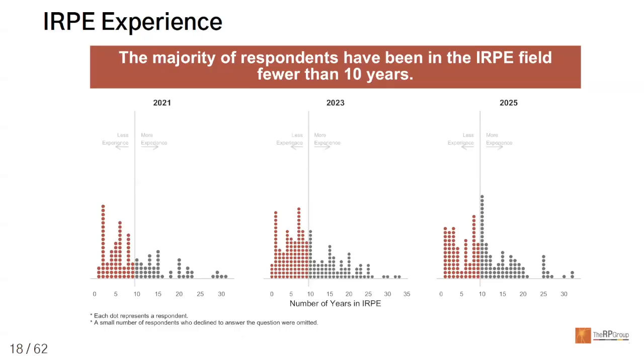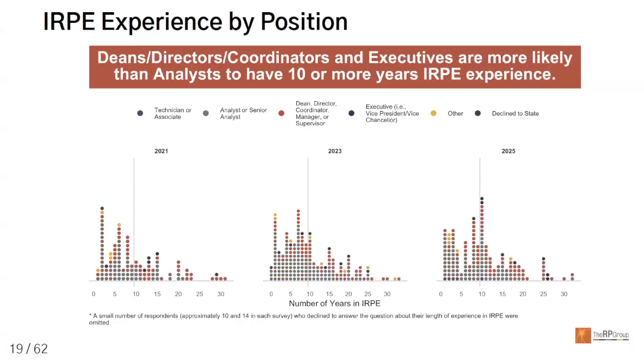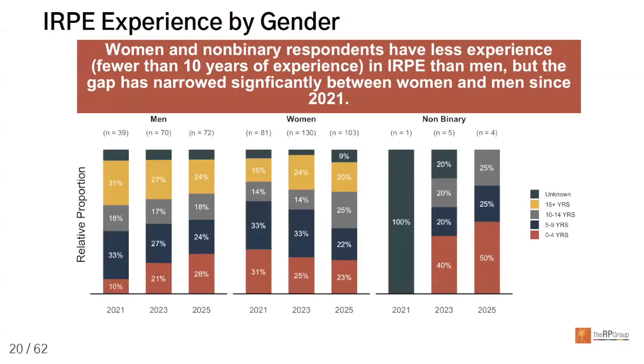So what you see here is that across the 3 years, most of the respondents to the survey have been in the field for less than 10 years. When we look at it by position, not surprisingly, people in the dean, director, coordinator, and executive positions are more likely to have 10 or more years in IRPE. When we look at it by gender, women and non-binary respondents have less experience compared to the men, but that gap is significantly narrowing between the women and men in the field.